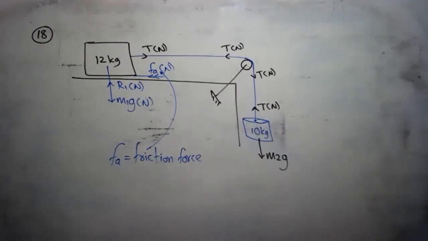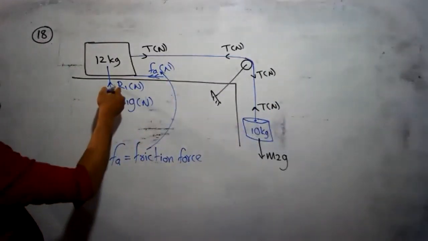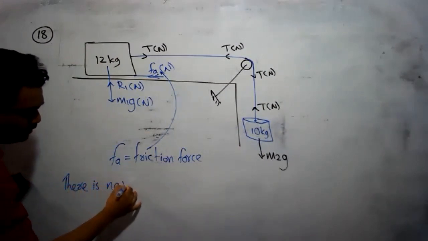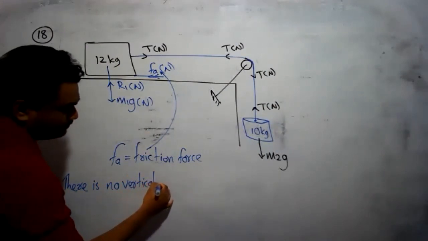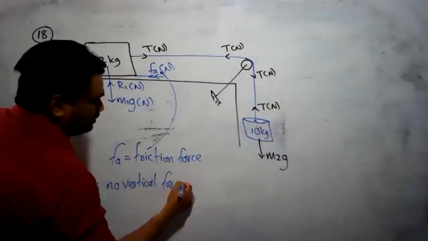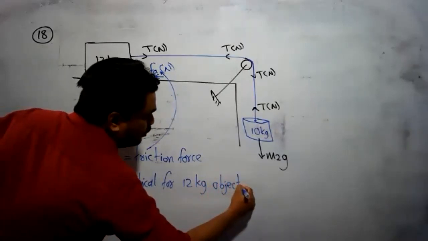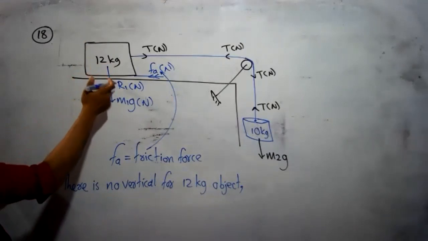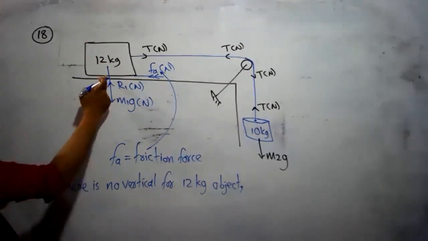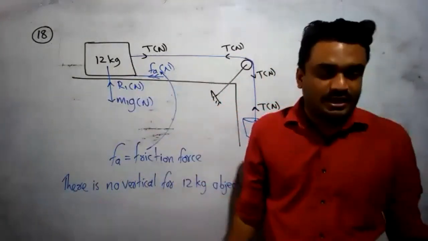Right, let's give a try to draw the free body diagrams. Look at the board here. Before the free body diagrams, we can find R. If you consider this 12 kg mass, there is no vertical motion for the 12 kg object. As there is no vertical motion, the 12 kg object is not moving up and not moving down. Therefore, the upward force acting on the 12 kg object should be equal to the downward force acting on it.